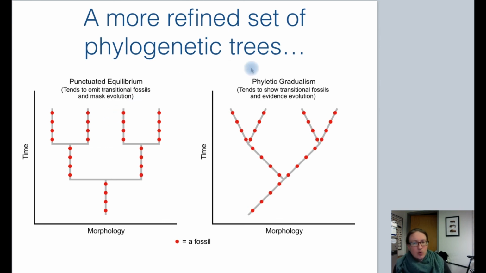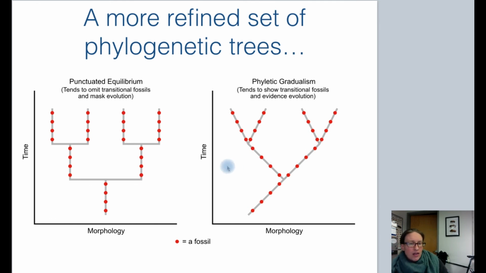The contrasting situation is called phyletic gradualism. And I'm not too concerned about remembering that particular name. What I'm more concerned about is noticing distinctions between the tree here on the right compared to the tree on the left. So in cases where there's a lot of phyletic gradualism, those are characterized by changes in morphology through time, gradual changes leading to an incremental change, the start of speciation, and then gradual divergence, repeating through time.